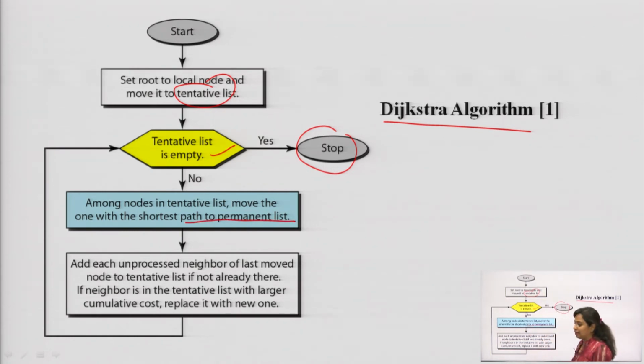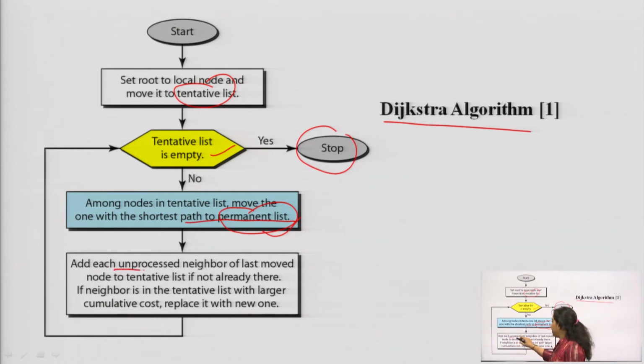If it is not, then among nodes in the tentative list, move the one with the shortest path to the permanent list. So, basically, if I am going to repeat this again, if a particular network is formed between two hosts, that is the transmitter and receiver, then the shortest path has to be considered, which is written over here also. If the shortest path is found between the transmitter and receiver, then it has to be entered into the routing table list, which will make it a permanent list, and the data will be transferred to this point.